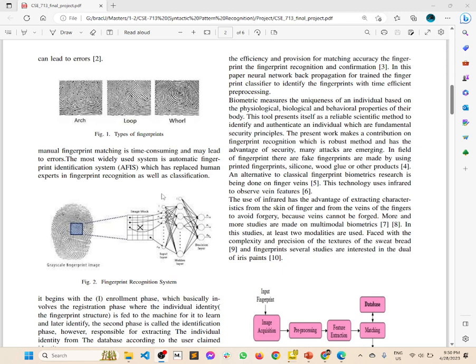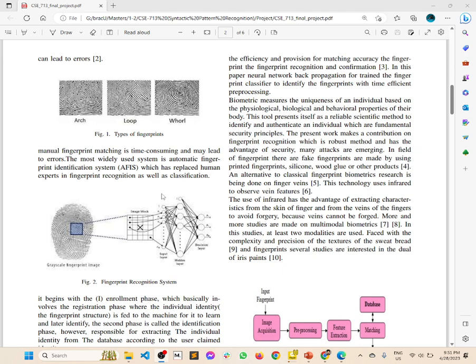An alternative to classic fingerprint biometrics is research being done on finger veins. This technology uses infrared to observe vein features. The use of infrared has the advantage of extracting characteristics from the skin of the fingers and from the veins of the fingers to avoid forgery, because veins cannot be forged. More and more studies are made on multimodal biometrics, as in papers 7 and 8. In these studies, at least two modalities are used.